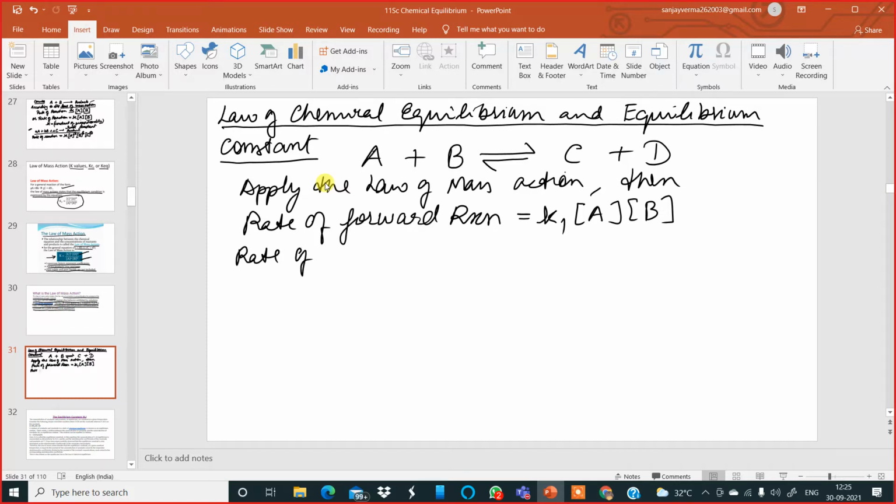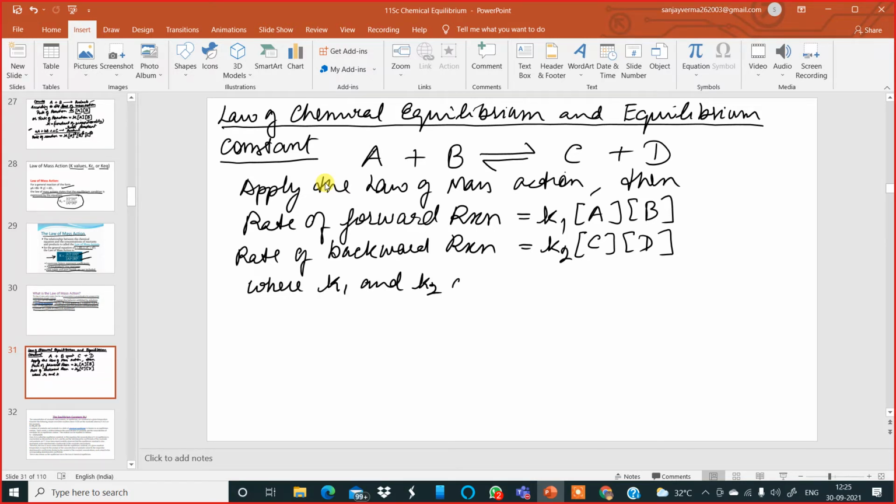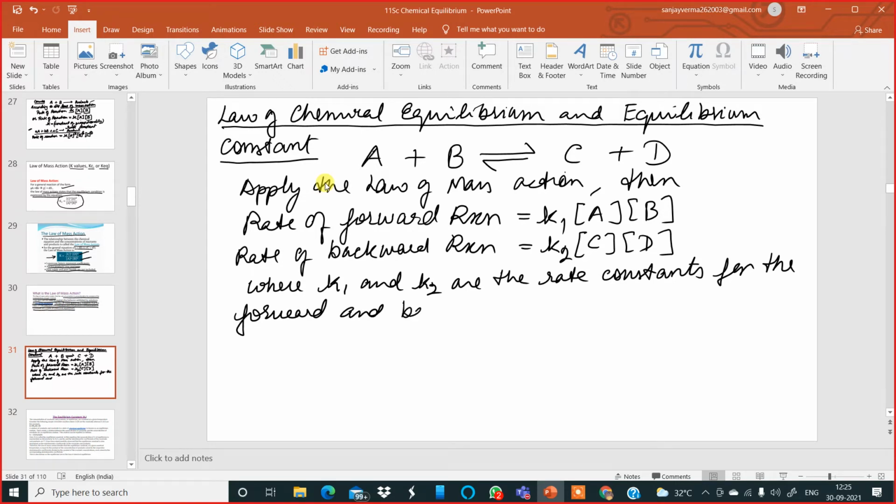Similarly, the rate of reverse reaction, the backward reaction, rate of backward reaction, I can write it as equal to small k2, that is, this small k2 means the rate constant for the backward reaction, into concentration of C into concentration of D. Okay, now as I've already told you, k1 and k2 are the rate constants for the forward and backward reactions. Okay, try to understand this derivation.